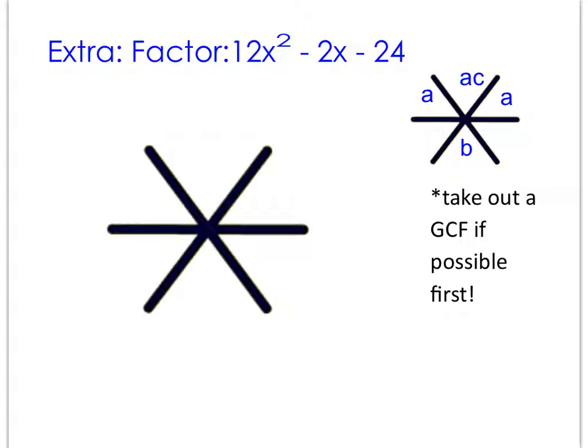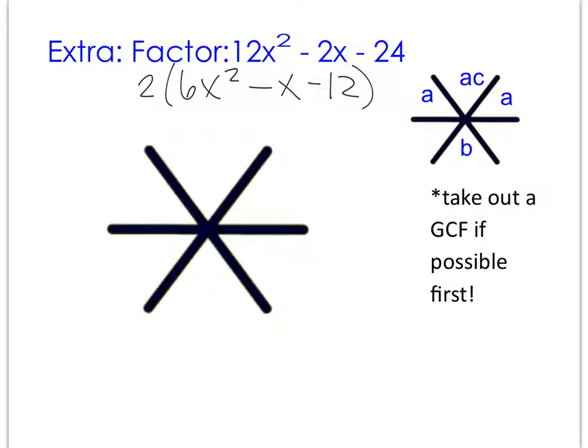Here's an extra example that I added in. Let's look at factoring 12x squared minus 2x minus 24. The reason I wanted to go over an example like this is because when you look at this problem, 12, 2, and 24 already has a GCF in it of 2. So let's factor out a 2 right away. When we factor out a 2, we get 6x squared minus x minus 12. And now we're going to use the snowflake method on that.